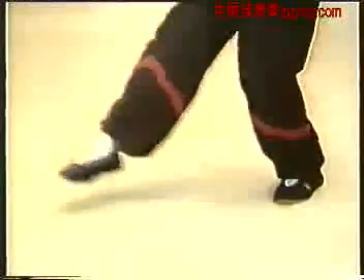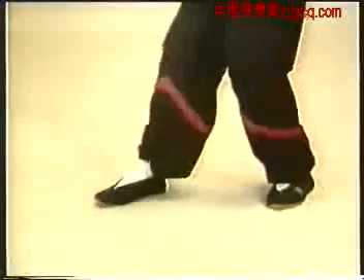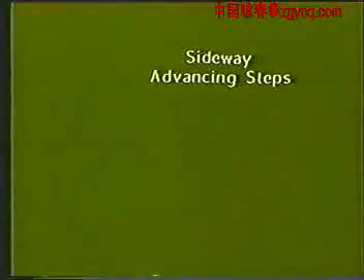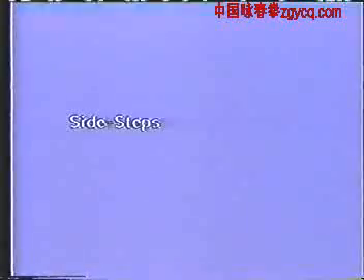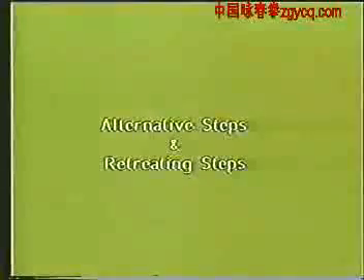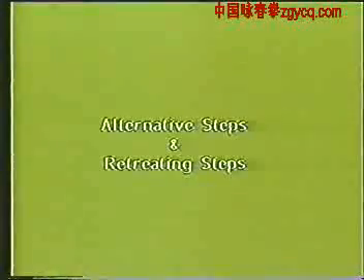There are many variations in the Wing Chun steps. The most commonly used steps are the advancing steps. The sideway advancing steps. The side steps. The alternative steps and retreating steps.